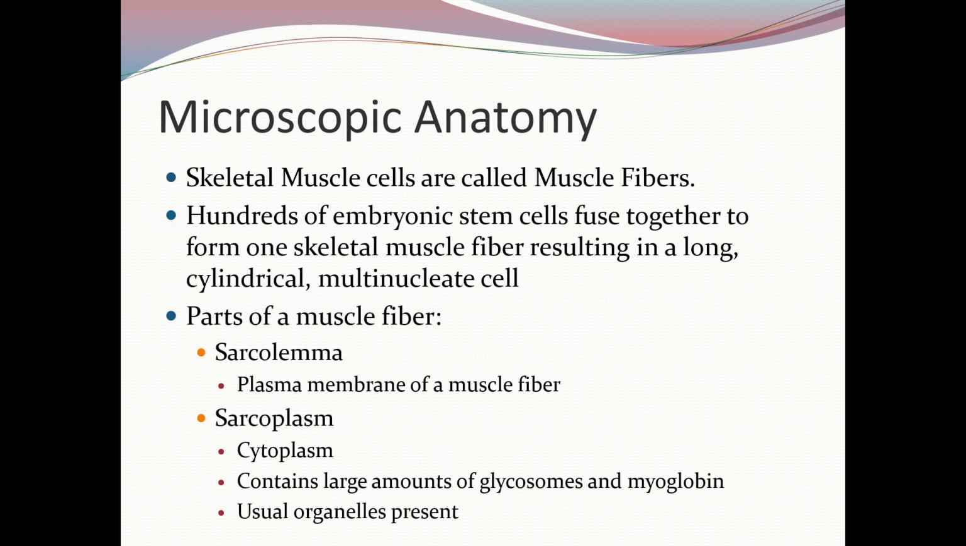So that was the gross anatomy of the skeletal muscles. And now let's look at the microscopic anatomy. So recall that skeletal muscle cells are called muscle fibers. And during embryonic development, hundreds of embryonic stem cells will fuse together to form one skeletal muscle fiber, resulting in a long cylindrical multinucleated cell.